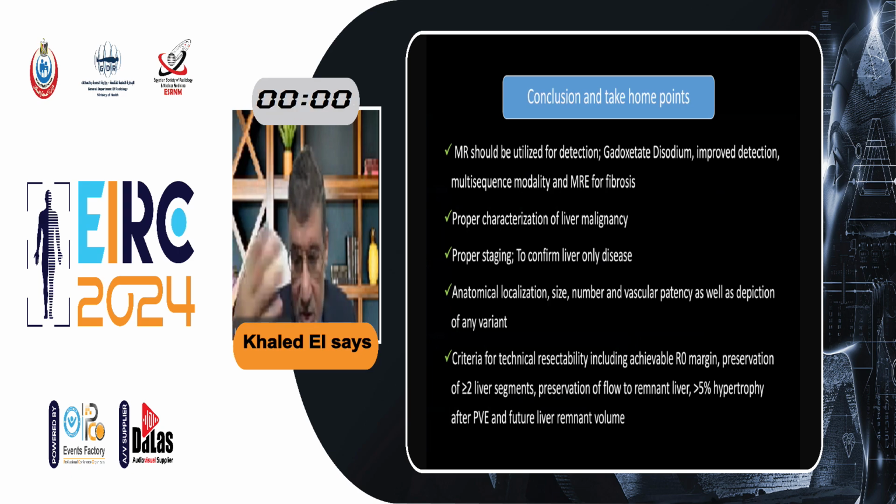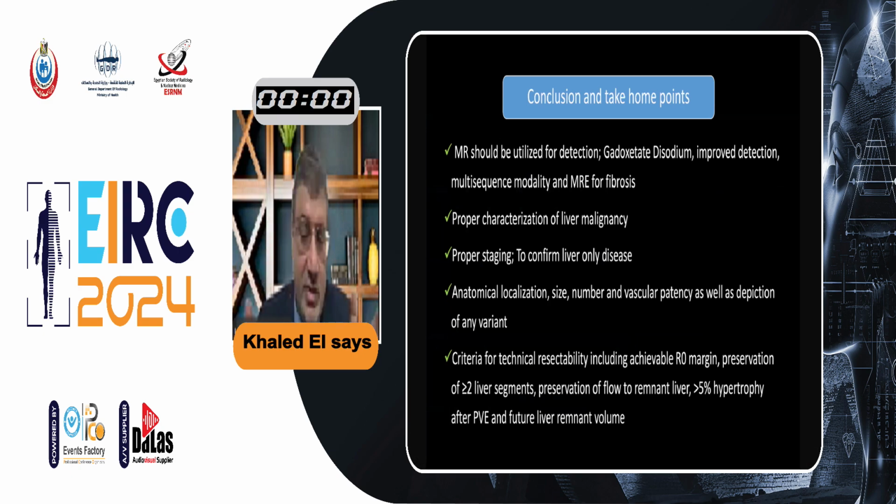Proper characterization, and I mentioned to you some examples that were misinterpreted. Proper staging to confirm that this is liver-only disease. It doesn't make sense to resect something that has already metastasized elsewhere. Then anatomically equalize it for the surgeon, mention the number, and as I said, Eovist or Primovist will improve the detection, vascular patency, as well as depiction of any variant. Anatomical variants are very important. I showed you examples which led to complications because of the radiologist not being able to detect them.